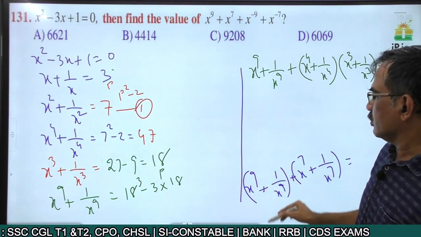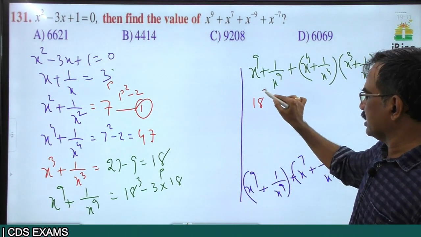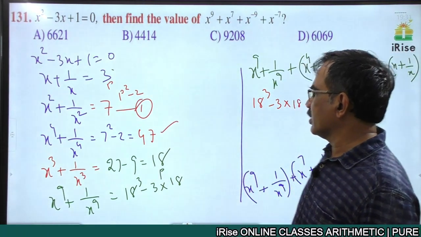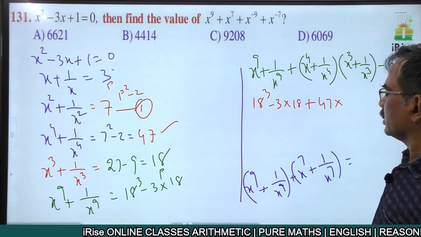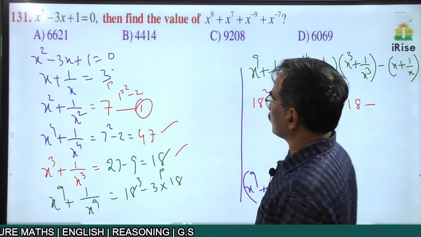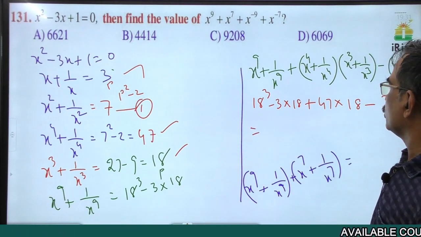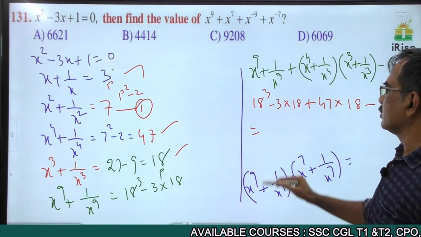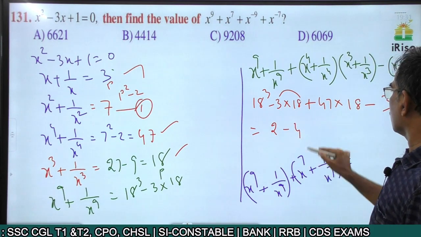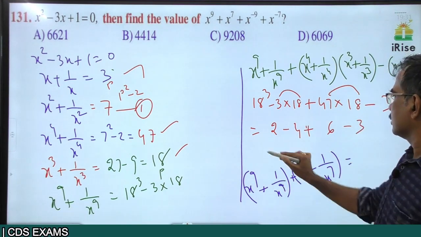So here x power 9 plus 1 by x power 9 value is 18 cube minus 3 into 18 plus x power 4 plus 1 by x power 4 is 47 into x cube plus 1 by x cube is 18 minus x plus 1 by x is 3. Okay. Then what is the units place? 8 cube units place is 2. 8 cube units place is 4 plus 7 into 8 units place is 6 minus 3.